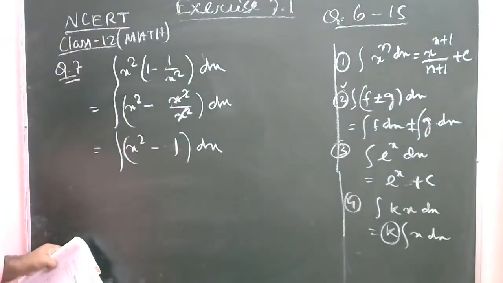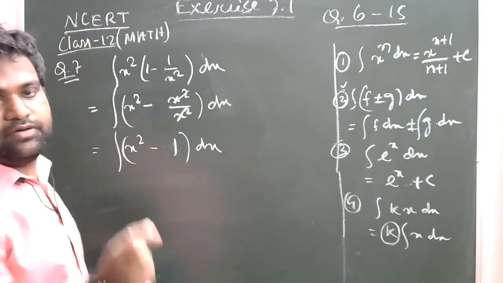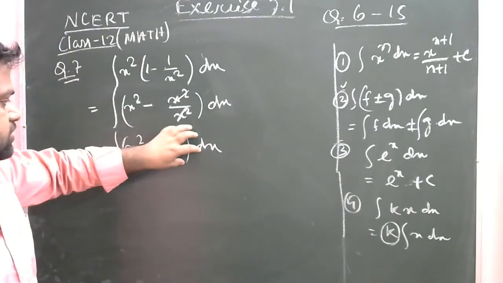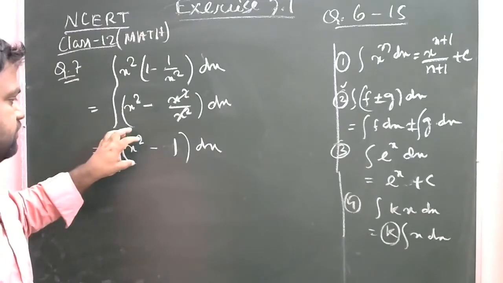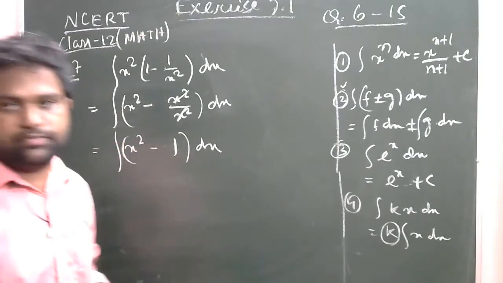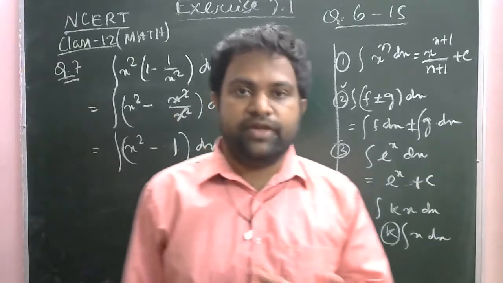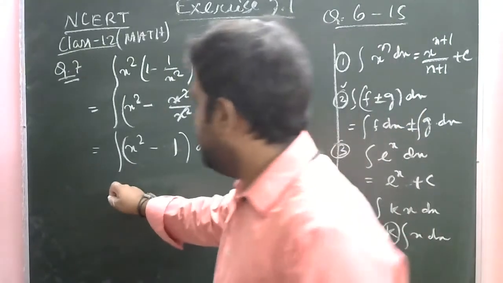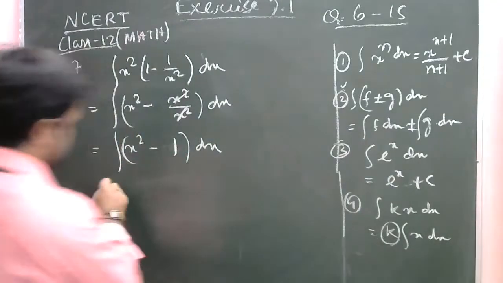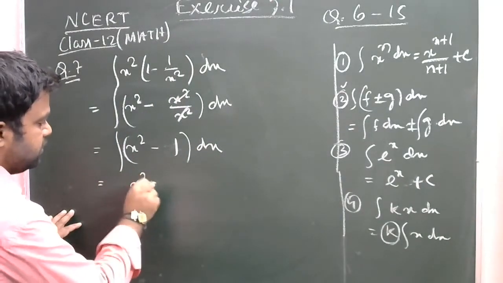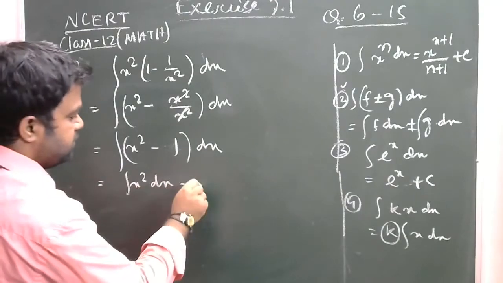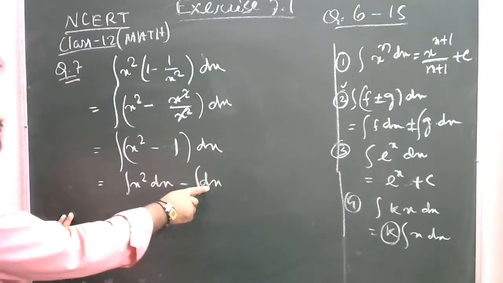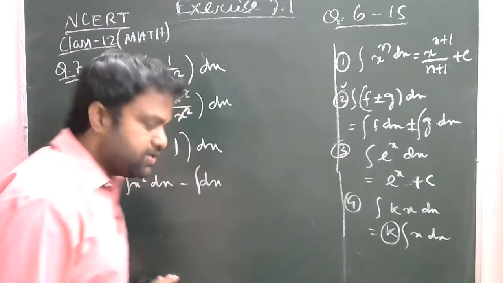Then what will we use? Rule number 2. If two functions are added together, like this one and another one, here subtraction is there, so I can find the integration for the individual term. So what shall I do here? I'll write x square dx minus dx. In the last problem we have used, what is the integration of dx?